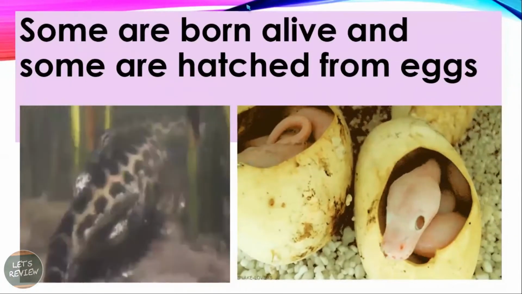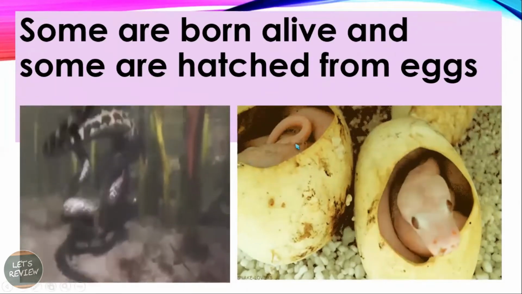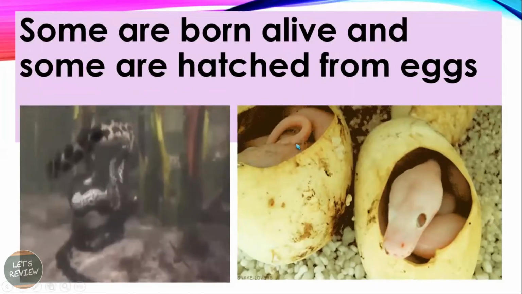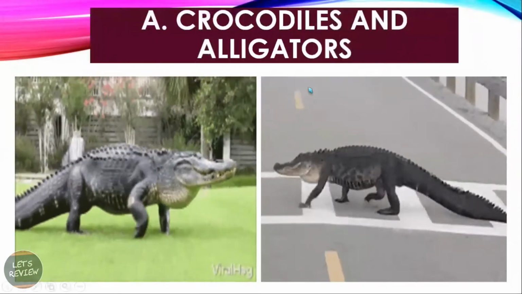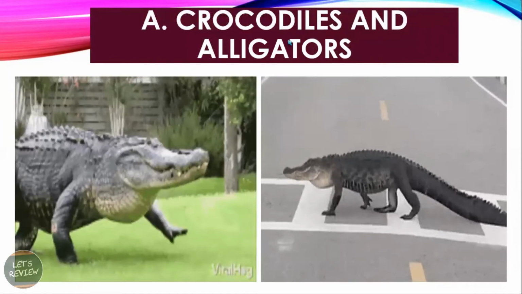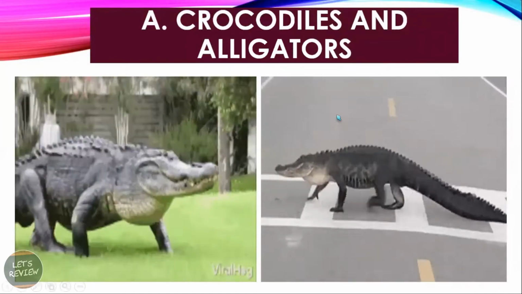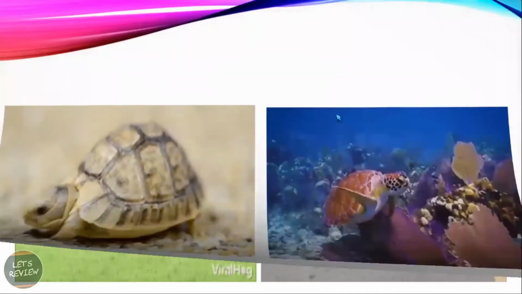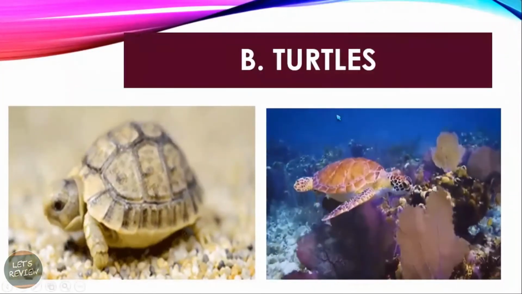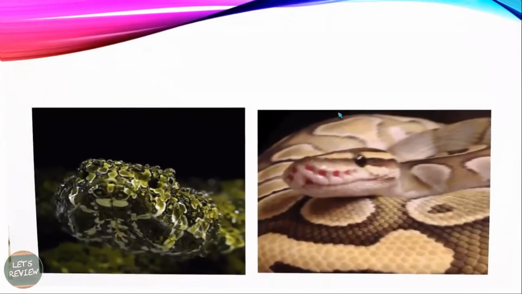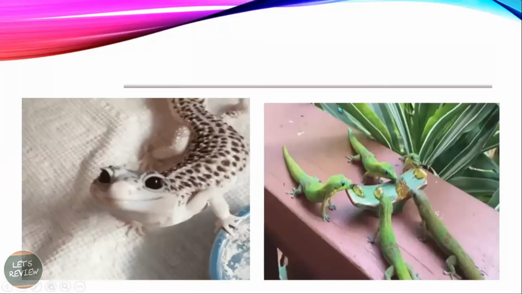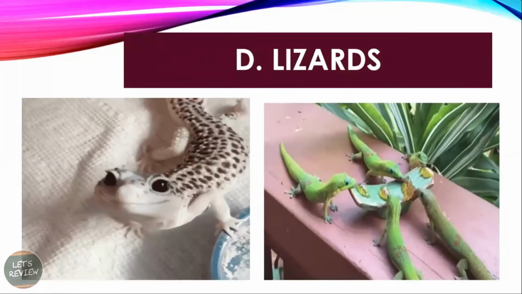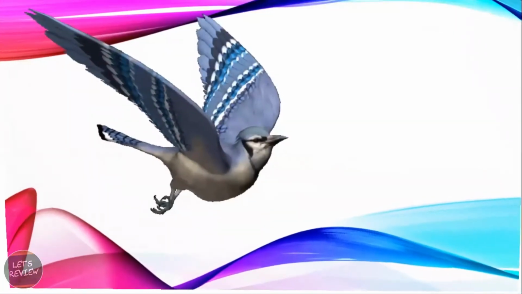In terms of reproduction, some of them are born alive and some are hatched from eggs, as you can see there. These are examples of reptiles. Remember this: crocodiles and alligators. Next, we have the tortoise and turtles. Even snakes are reptiles. What else? Yes, different kinds of lizards are reptiles also.